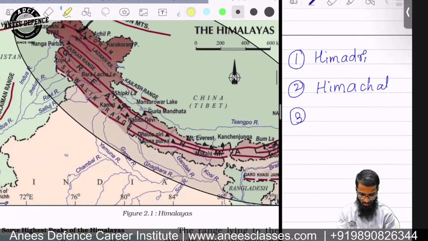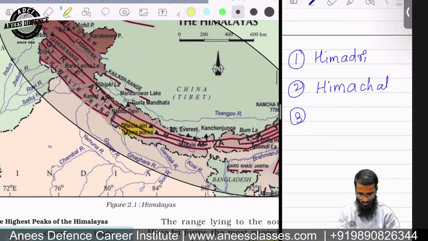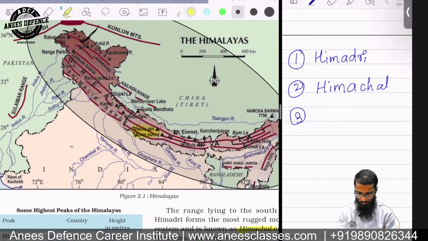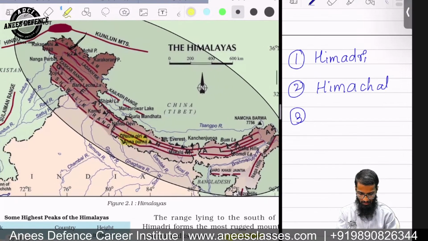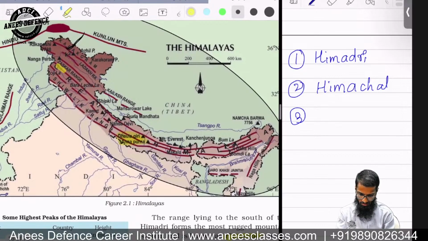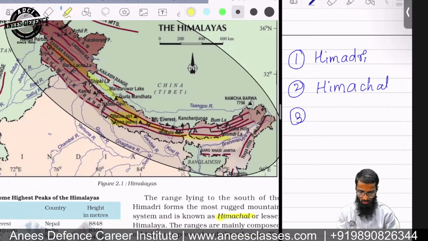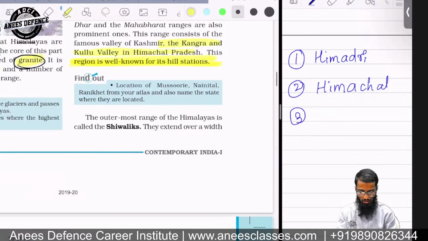Look, this is Dhaula. Right? Then look at this range. Okay. Now the outer is what? Shivalik. Outer is Shivalik. Now you have what? 3 ranges, right?